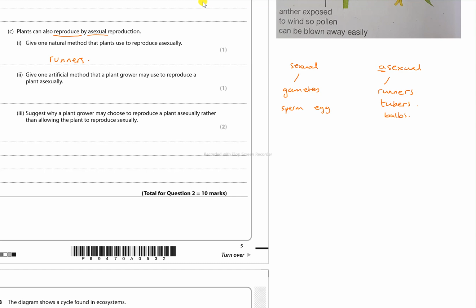Give one artificial method a plant grower can use to reproduce. So there's your plant. You can cut this here and put it in the right conditions and it'll grow into a separate plant. So these are called cuttings. You have to learn about micropropagation.